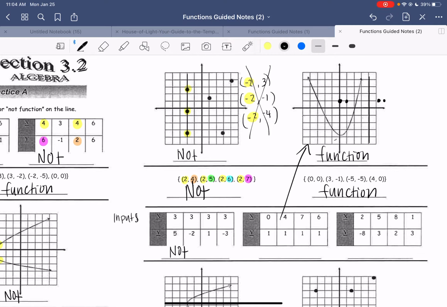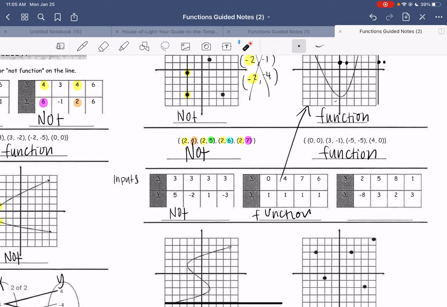So if I were to do a vertical line test, if I were to take my vertical line and try it on the ones that I just plotted from this example, we notice that all of this would pass the vertical line test. So this is a function. All right, the next one here, we have 2, 5, 8, and 1, and those are all different, so we're going to have a function.